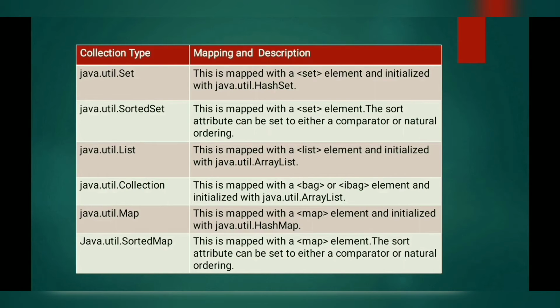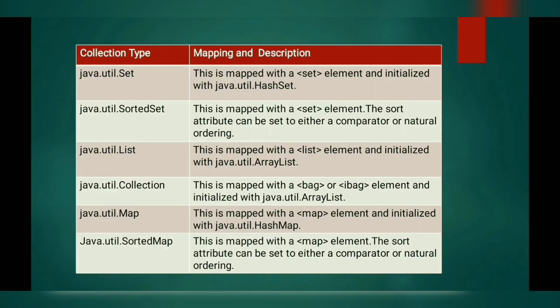So here you can see a table. There are a lot of collection types. We are just going to see to which it is getting mapped and to which it is getting initialized. The first one is java.util.set. This is mapped with the set element and it is initialized with hash set. The next is your sorted set. This is again mapped with the set element. Here the sorting can be done in natural ordering itself.